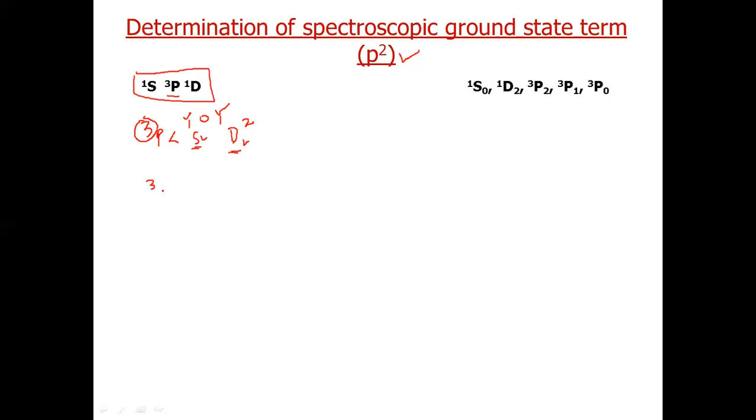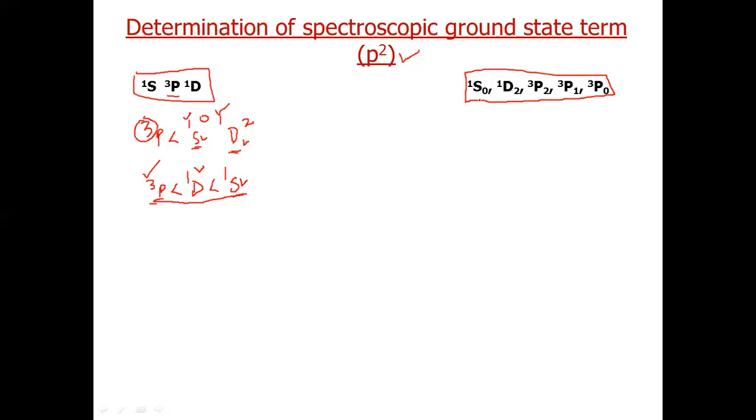So the order is 3P is more stable, then is less in energy. I am here writing the order of their energy. 3P has the lowest energy, then 1D, then it is 1S. So the order of energy is 3P is the most stable state with the lowest energy, then comes 1D, then comes 1S. But if we also consider J values, then we have these three states that are possible.